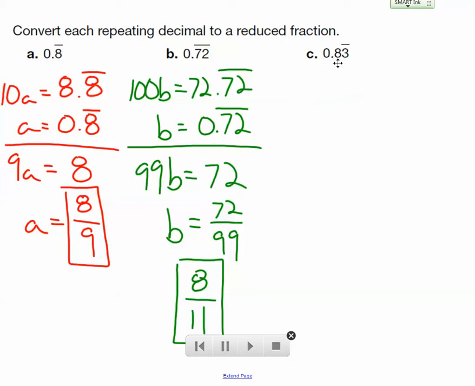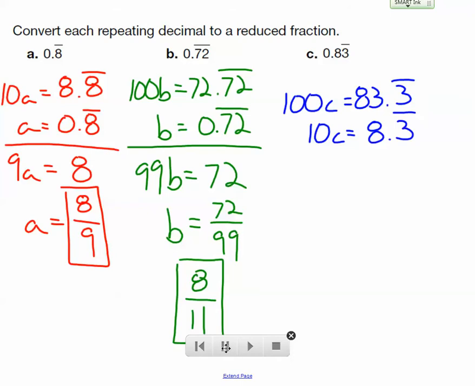It's 0.8 and then 3 with the 3 repeating. So I'm going to change this up a little bit here. I'm going to say 10C is 8.3 with the 3 repeating. So right off the bat, I'm going to get the part that doesn't repeat on the left. C is 0.83 repeating, but I want 10C to be 8.3 with the 3 repeating. Then I'm going to make 100C, so I multiply by 10 again, is 83.3 repeating.